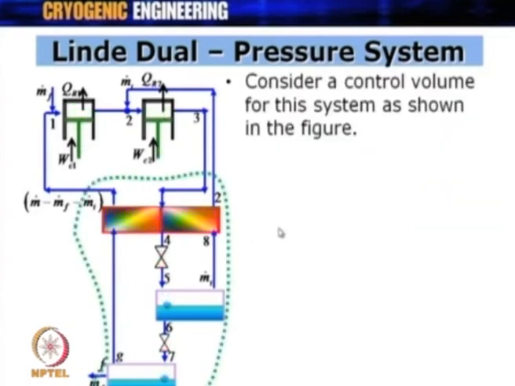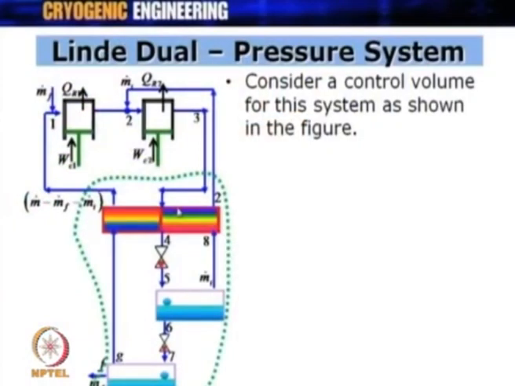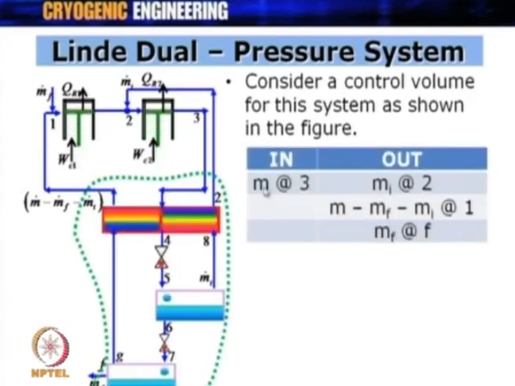Now, we will come to our routine job to get expressions for the work input and the value of y. So, consider a control volume as shown over here and see what is going in and what is going out of this system. Okay. So, what is going in here is m dot at point 3, what is going out is m dot i at point 2, m minus mf minus mi at point 1 and m dot f at f over here.